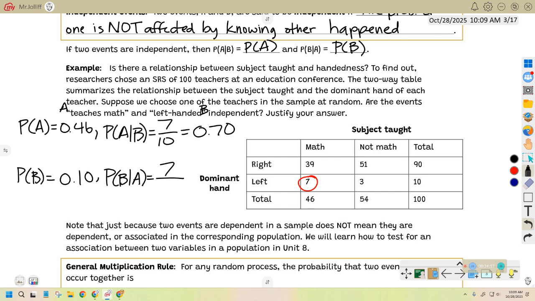I don't even have to do the next one. Are these events independent? No, because P(A) and P(A given B) are wildly different. We'll do the next one, but we already know these guys are not independent.